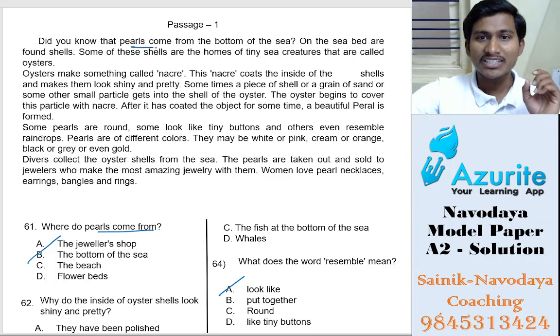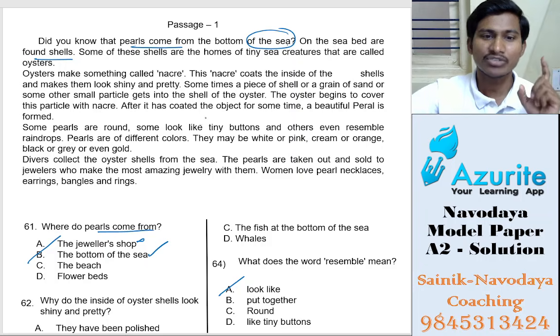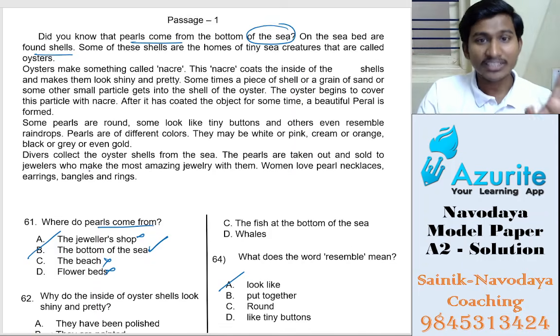Did you know pearls come from the bottom of the sea? Where do pearls come from? Bottom of the sea. On the seabed are the found shells. So the option jeweler shop is not possible. Bottom of the sea is the answer. You got the answer right, first one, done. Not beach, not flower buds. Bottom of the sea. Very easy. Now read the second question.